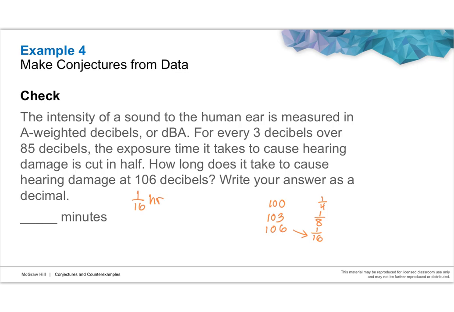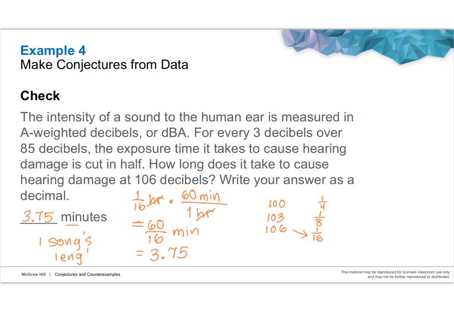So remember, our units here are minutes, so we would want to use a conversion factor. There are 60 minutes in 1 hour. That's so that my hour units will cancel out. And so I'm looking basically for 60 divided by 16, and that comes out to be 3.75 as we're writing our answer as a decimal. 3.75 minutes. You guys, that's about one song's length. Yikes. Be careful with how loud you listen to your music.